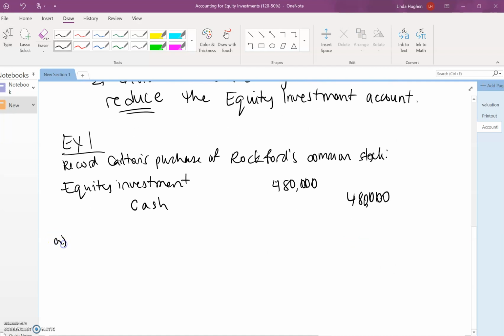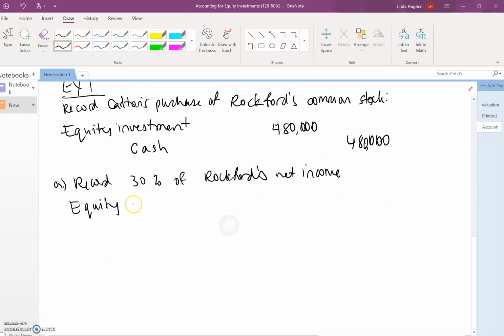The next item in transaction A, it says that Rockford recorded net income of $180,000. So it's important to remember here that we are using the equity method, and so we care about our investee's net income. We need to record our proportionate share of the investee's net income. And how do we do that? We're going to increase the value of the equity investment account for our portion. We get 30% of the $180,000 of the income, or $54,000 worth.